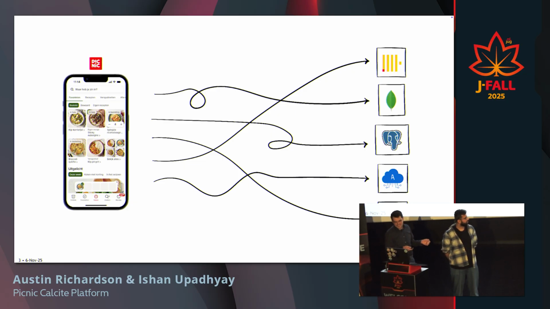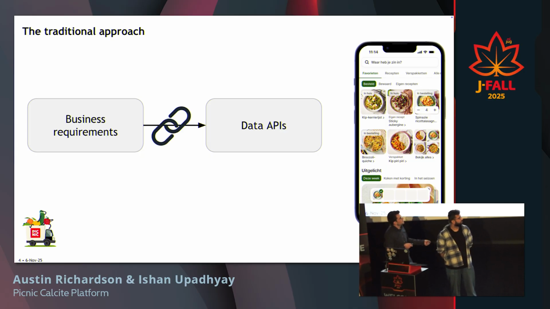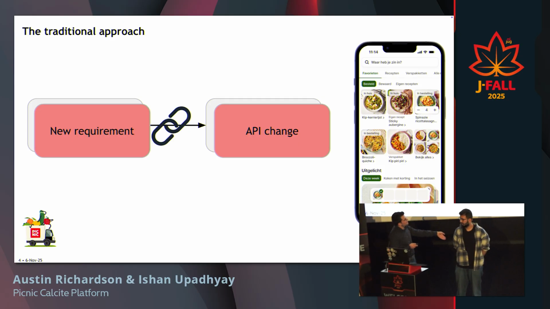So if we look at a very simplified architecture, you might have something like this, where there are business requirements on the left and then corresponding data APIs on the right. And the problem with a traditional setup where you are grabbing your data from all these different data sources is you have very tight coupling. And the problem that we kept running into was there's a new business requirement. Now I need to change the API.